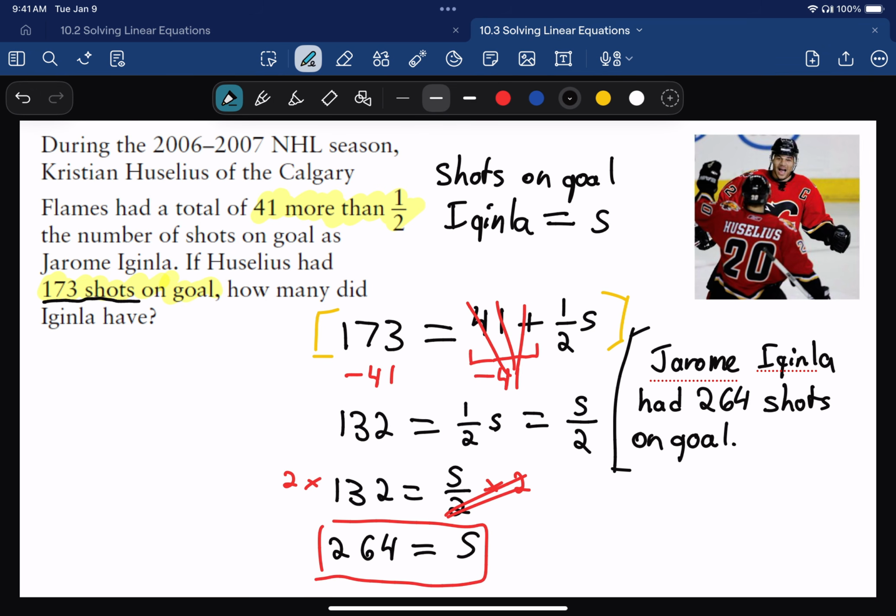So that's how we do that. If we want to test our answer, check our answer, we would take 264 and we would plug it into our equation that we set up. Plus 1/2 S, or S over 2. Okay, and we would just take our 264 and we'd plug it in and we'd chug, or do the math, plug and chug, to see if we would get our answer. So that is how we would solve this equation.